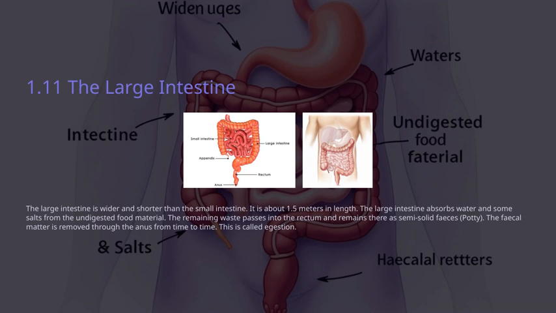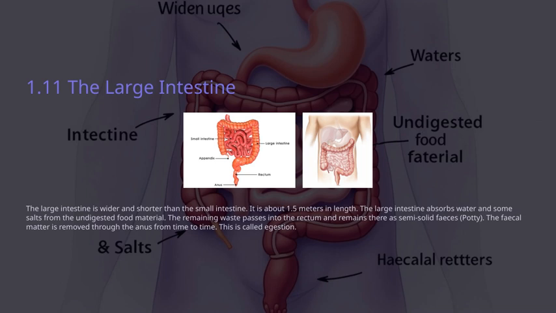Its main role is to absorb water and some salts from the undigested food material that passes through. As the food moves along, most of the nutrients have already been absorbed earlier, so now the large intestine focuses on reclaiming water to help maintain fluid balance in our bodies. The remaining waste, which is now semi-solid, is stored in the rectum as feces.